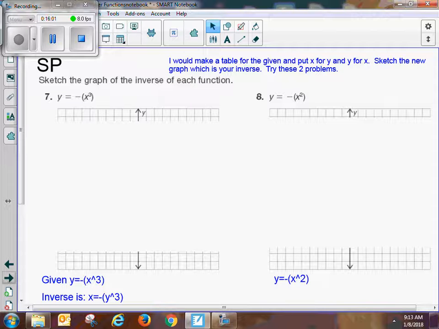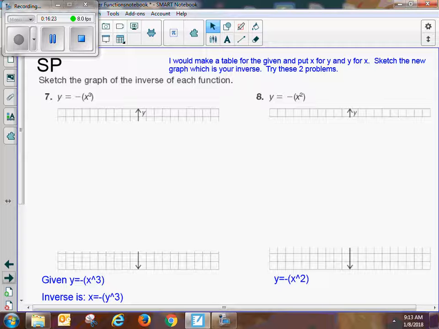So now on 7 and 8, I like these. On 7 and 8, they give me an equation. They want me to graph the inverse. I know last year on my test, a couple people missed this because they graphed the given, not the inverse. Well, you've already been tested on the given. Not only have you been tested on the given, I've given you this on even your graphing quizzes, okay? So I want to graph the inverse.